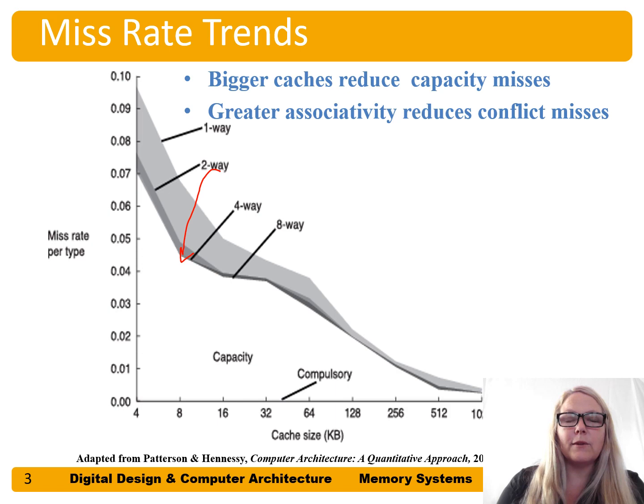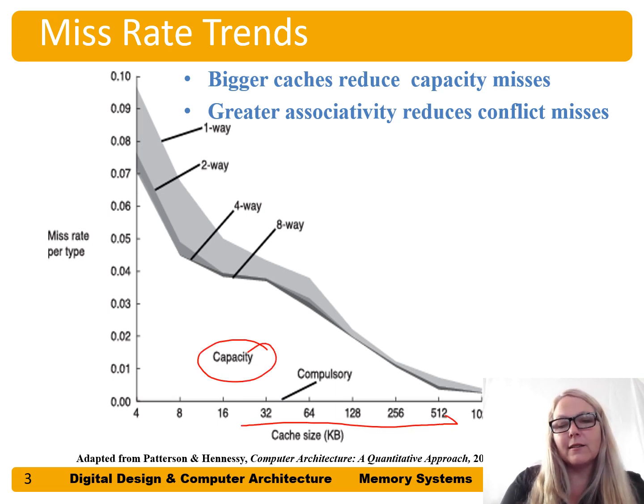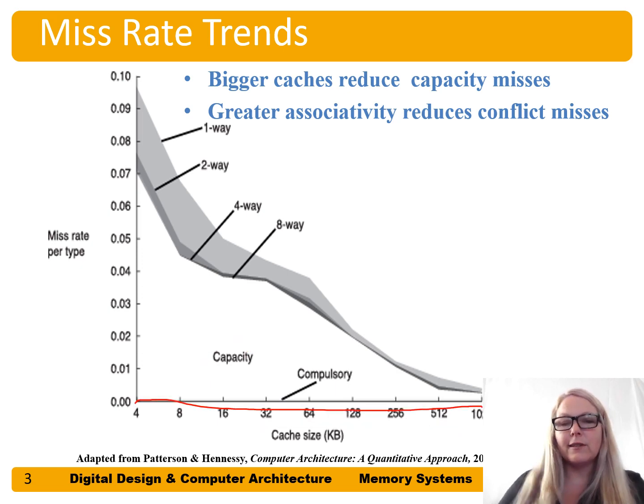So it did not reduce the number of conflict misses. But you can see these capacity misses down here. As we get our cache size to be larger, those capacity misses go down. And then compulsory misses, you can barely see them because they're a very small percentage of the miss rate. So bigger caches reduce capacity misses, and greater associativity reduces our conflict misses.